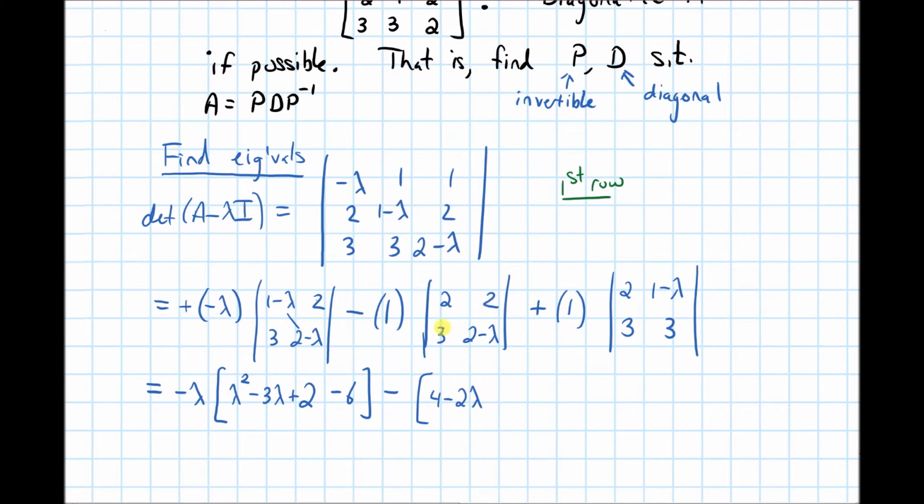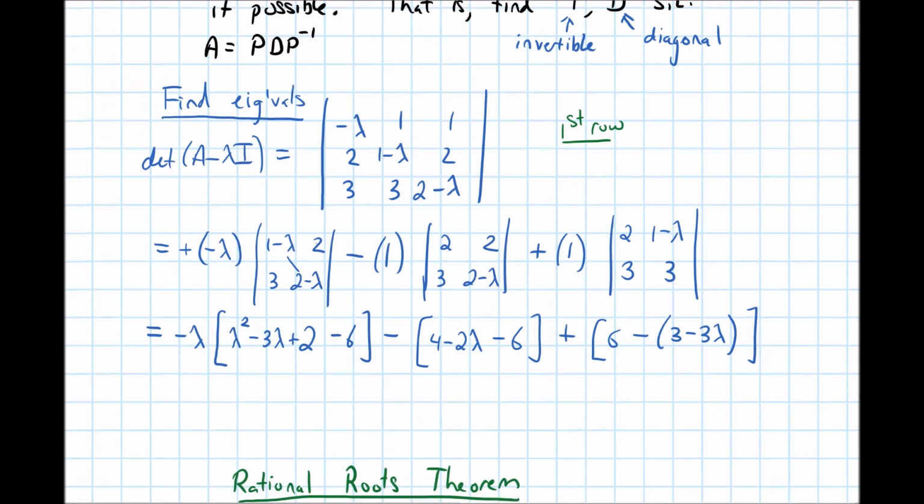And then 2 times 3 multiplied together, that's 6, so I subtract the 6. Then I'll have plus, so the 2 times the 3 is 6, minus 3 times 1 minus lambda, which is going to be 3 minus 3 lambda. We'll close that bracket.